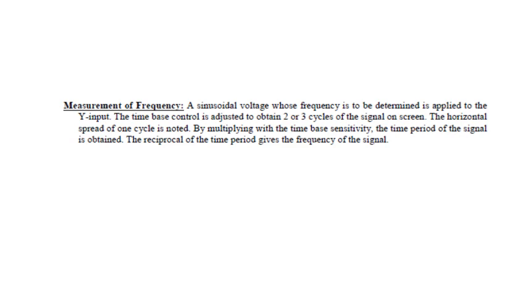So again, just apply your signal, adjust time-based control so that you will get 2 or 3 cycles on the screen. Now the spread is noted and multiplied with the horizontal sensitivity or time-based sensitivity. You will get time period. If you just reciprocate it, you will get frequency.